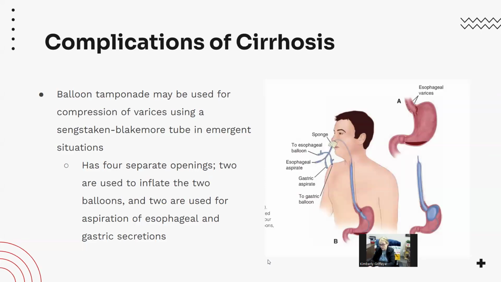So if they have an active bleed, we can do a balloon tamponade. This is a balloon that's fed up through the nose, down the esophagus. And this uses a Sengstaken-Blakemore tube in emergency situations. It has four separate openings. Two are used to inflate the two balloons, and two are used for aspiration of esophageal and gastric secretions. So once you blow up the balloon, you can draw out all that excess blood that's settling in the esophagus and in the stomach. Blood does not belong in the stomach.